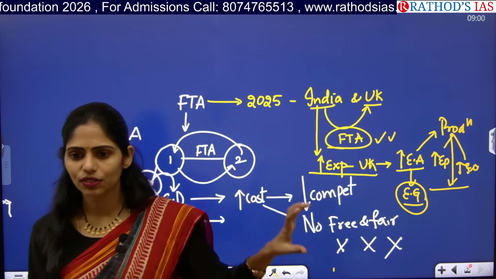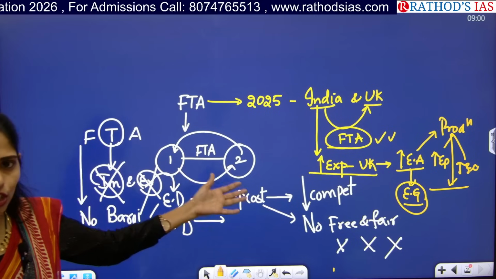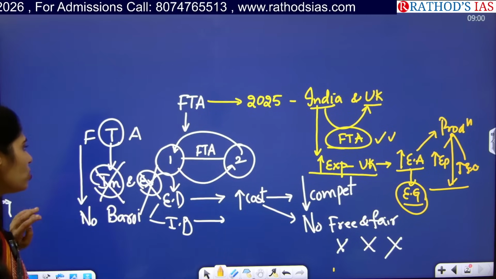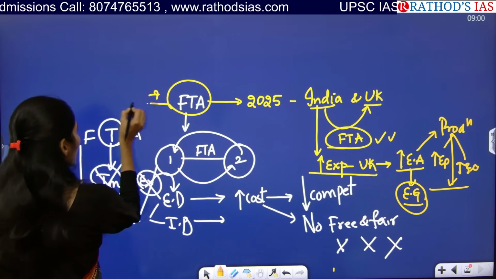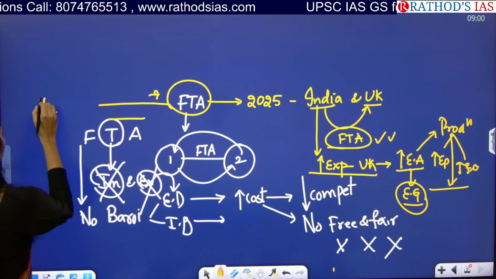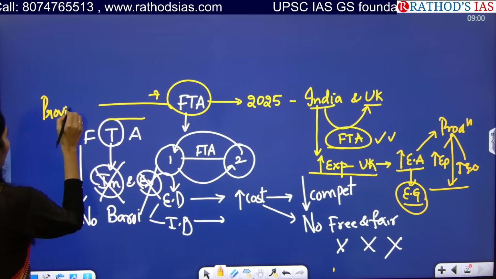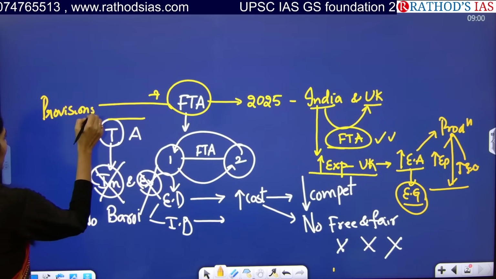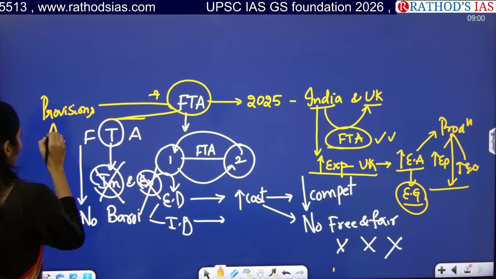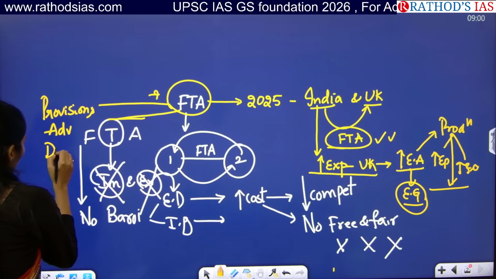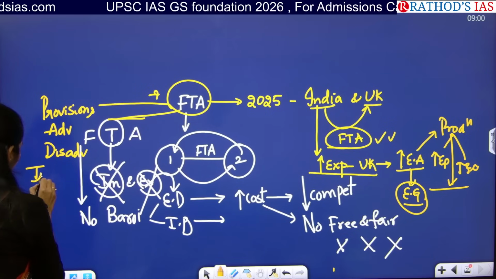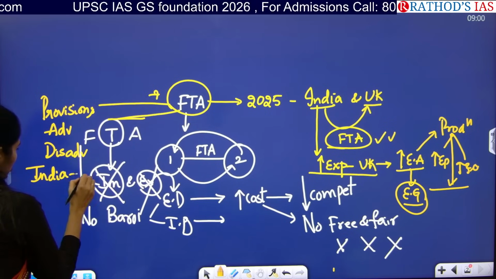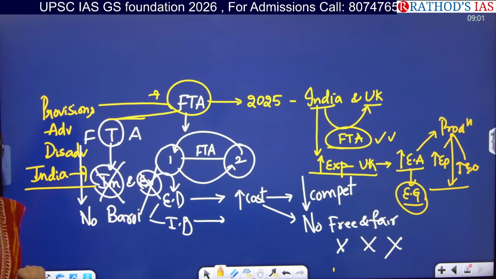So all these things will happen. So because of this, finally we can ensure economic growth. Here you have to know what this FTA is about, what the provisions or features of this FTA are, what the advantages and disadvantages of this FTA are, and which countries India has an FTA with so far.